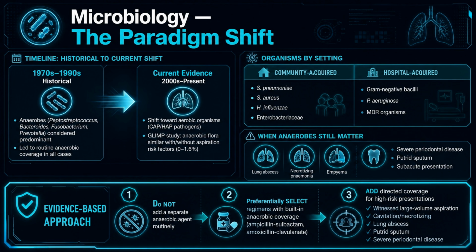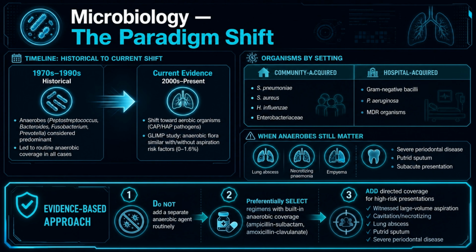In the community setting, expect Streptococcus pneumoniae, Staphylococcus aureus, Haemophilus influenzae, and Enterobacteriaceae. In the hospital setting, expect gram-negative bacilli including Pseudomonas aeruginosa and multi-drug-resistant organisms. Anaerobes still matter, but primarily in specific situations. Lung abscess, necrotizing pneumonia, empyema, severe periodontal disease, and when the patient has putrid sputum or a subacute presentation.